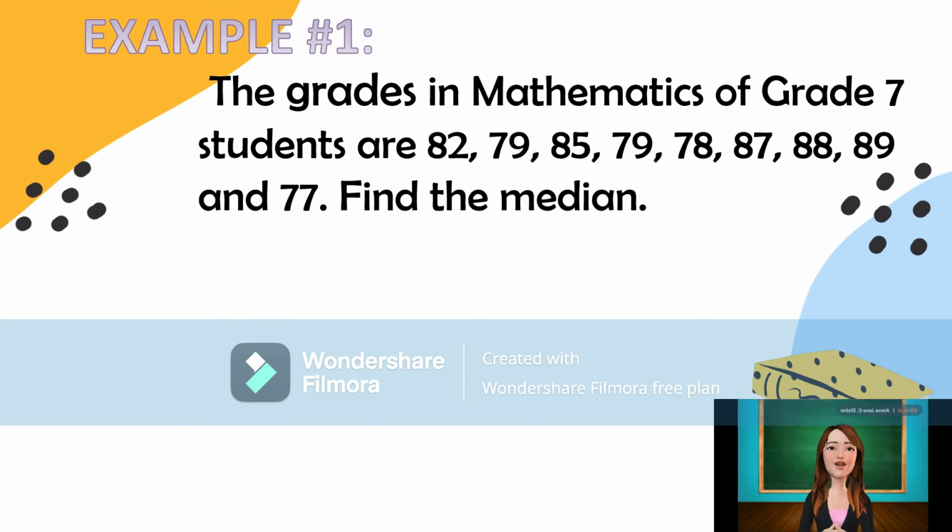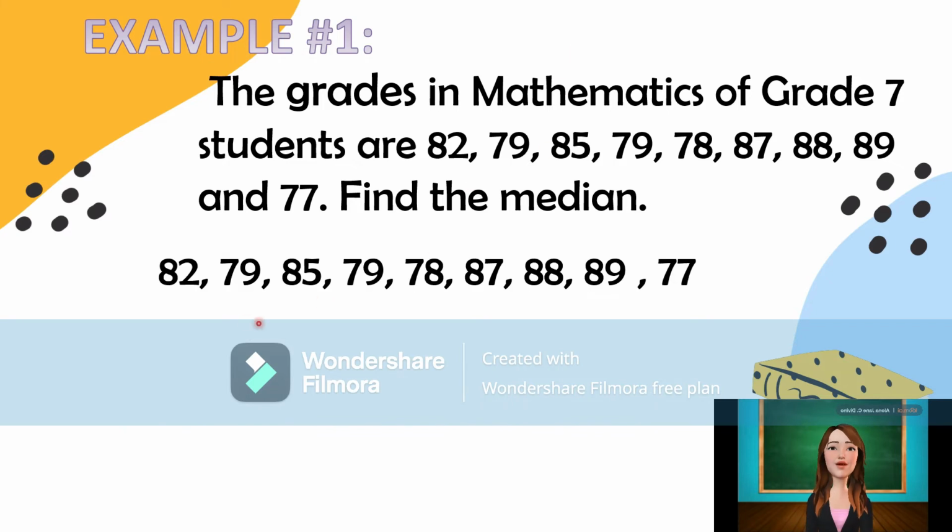So, what are the values given? So, we have here 82, 79, 85, 79, 78, 87, 88, 89, and 77. So now we can arrange the numbers in ascending order. Who would like to arrange? Yes, Alvin.